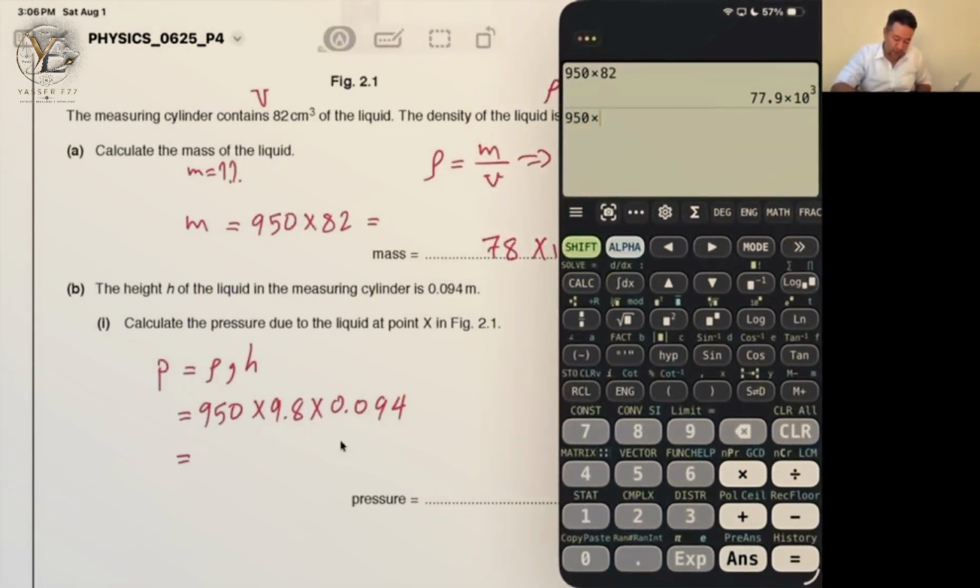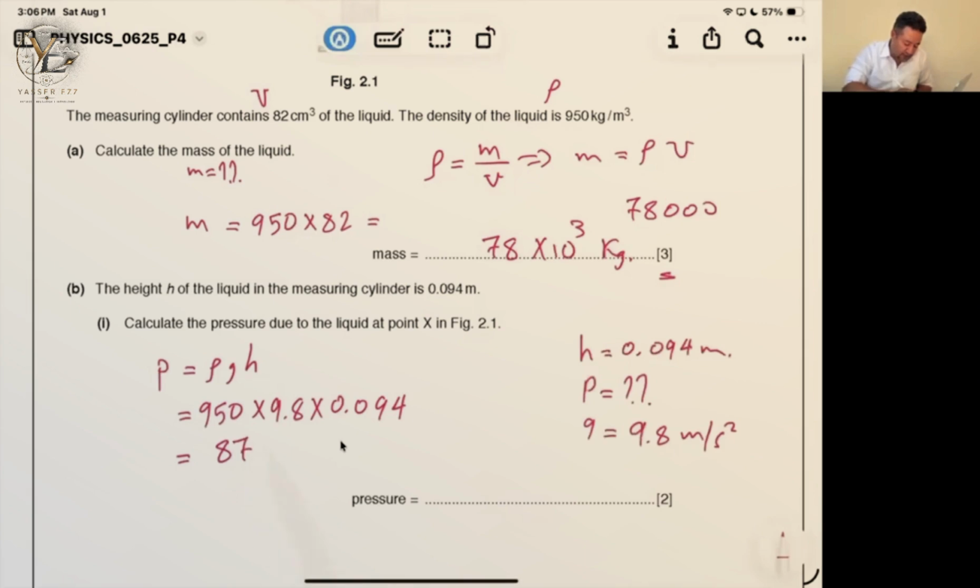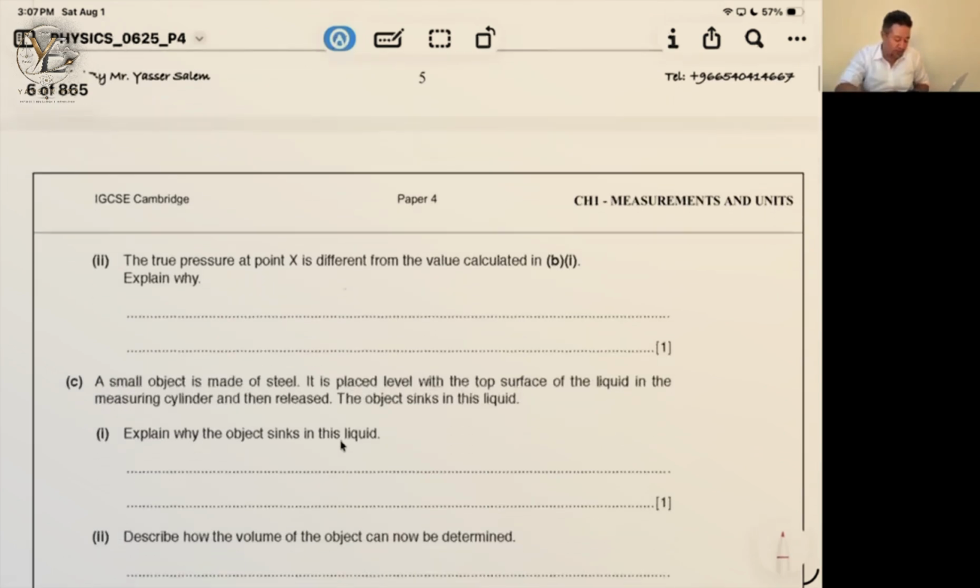So let's find the result. 950 times 9.8 times 0.094 equals 875 Pascal. I'm going to write it with two significant figures because all the numbers in the given data are within two significant figures. So I cannot write it with three significant figures as the calculator gave it to me. So I'm going to write 880 Pascal. So here is the pressure with two significant figures.